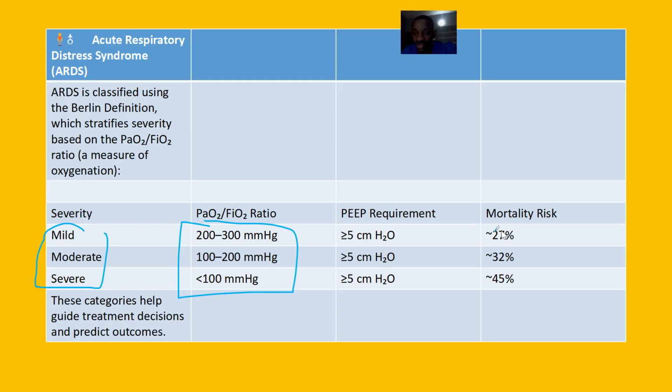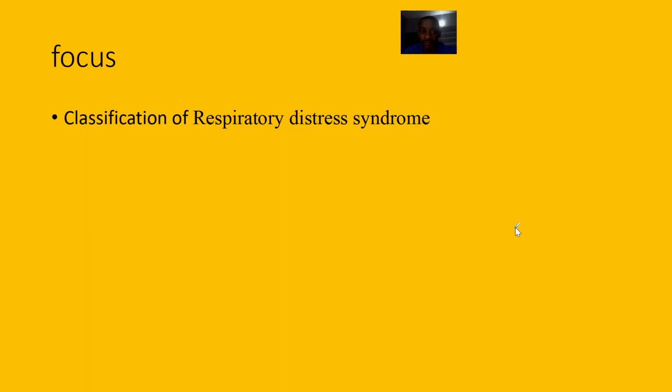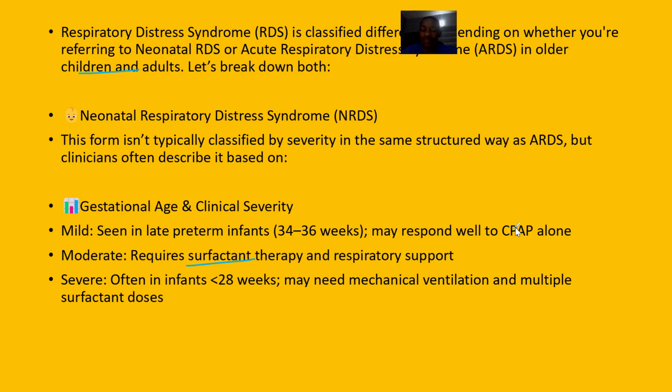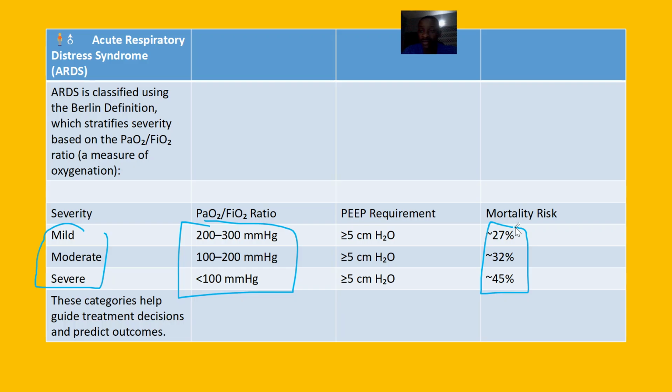Mortality risk is the possibility of the patient dying from the condition. The first is 27%, the second is 32%, and the third is 45%. So that's it for the grading or classification of respiratory distress syndrome. It goes from mild to moderate to severe, in either newborns or in older children and adults.